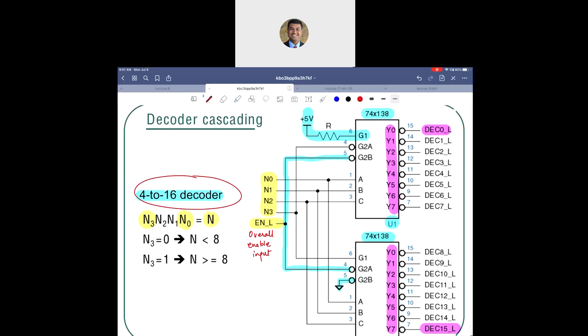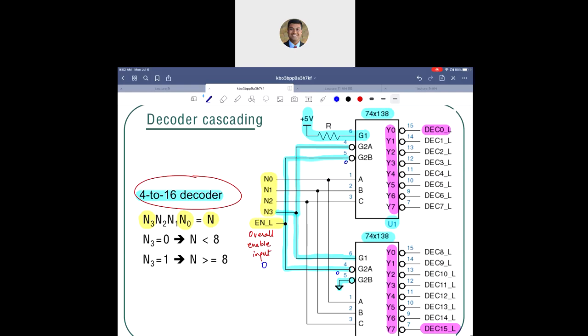So now let us see. How about G2A? G2A is connected to N3 and this is also connected to G1. I hope you see that. First, let's take a look at the overall input. If the overall input Enable_L was 0, that means those guys would have been enabled. G2B and G2A would have been enabled if the overall enable input is active.